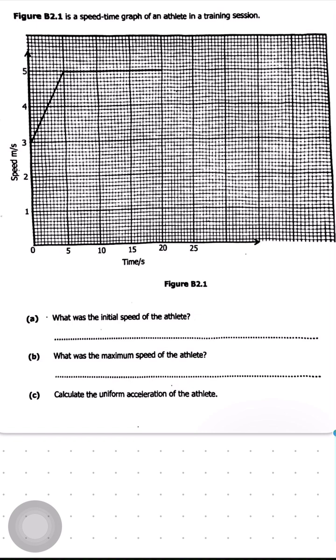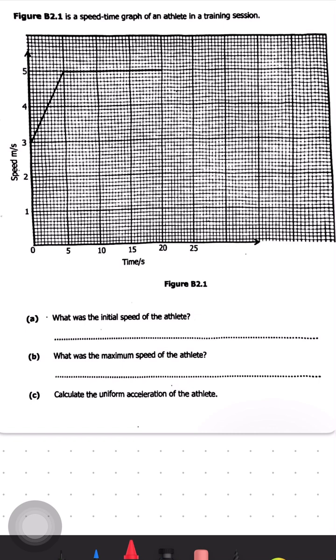As you can see, there's a graph here. They're saying the figure shows the speed time graph of an athlete in a training session. On the vertical side, you have speed, and on the horizontal, time. Let's go to A. What was the initial speed of the athlete?